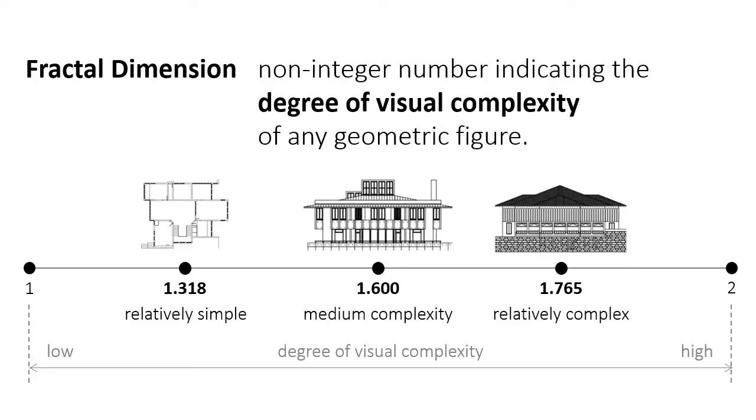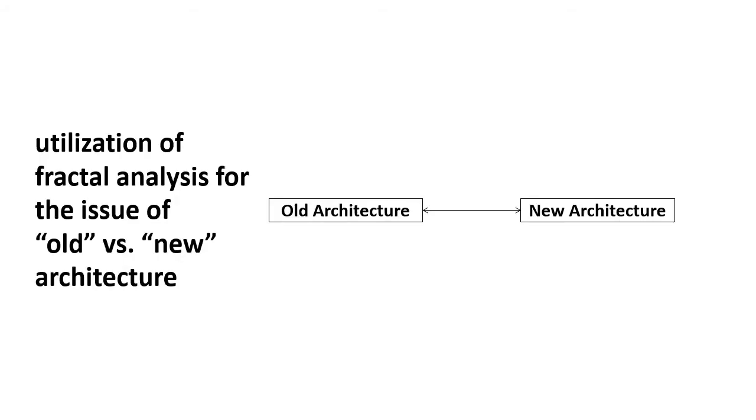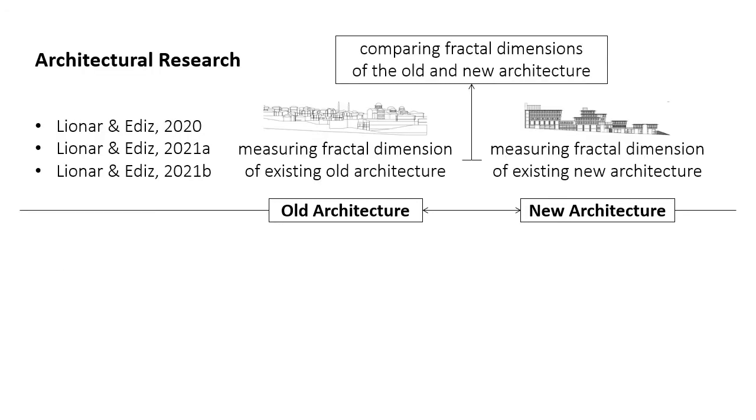Fractal dimension is a non-integer number indicating the visual complexity of any geometric object, including architecture. The higher the number, the more complex the object. There are many alternatives of how to apply fractal dimension analysis in architectural field, but for this study, we will focus on how it can be used to investigate the issue of old architecture versus new architecture. The first alternative is calculating the fractal dimension of both the old architecture and the new architecture and then comparing the fractal dimensions. This approach is more useful for architectural research.